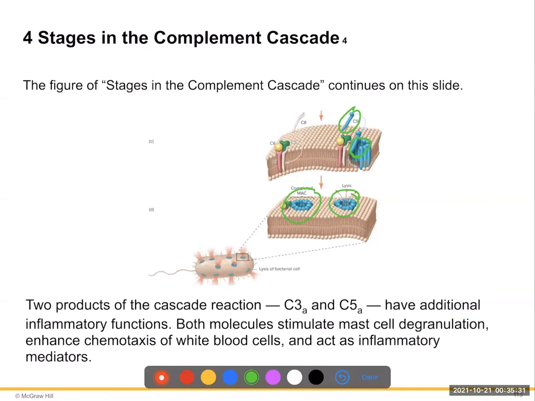Okay. So two products of this cascade reaction, C3 and C5, have additional inflammatory functions. Both these molecules stimulate mast cell degranulation, enhance chemotaxis of white blood cells, and act as inflammatory mediators. So they enhance this gradient that's set to draw more to the area so we can kill more of the bacteria. As these hundreds of holes invade this bacterial cell, you can tell the cell wall is breaking down and everything leaks out and the cell dies.